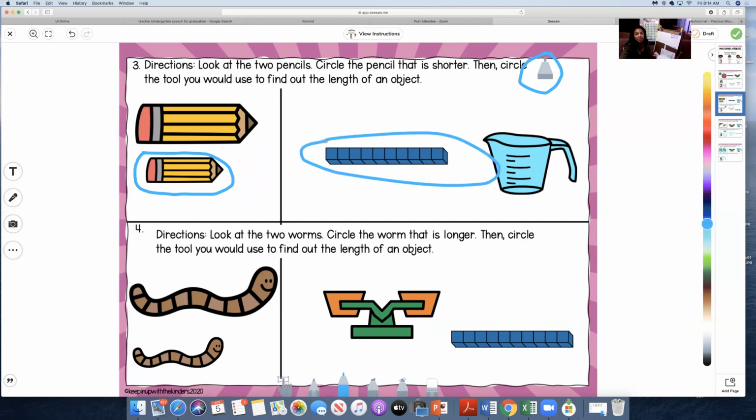So good job. Snap cubes tell us the length of an object. The length. Good. So we are looking for the length. Make sure we remember that word, length. All right, number 4, look at the worms. Circle the worm that is longer. Then circle the tool that you'll use to find out the length. How do we measure the length? How tall is it?